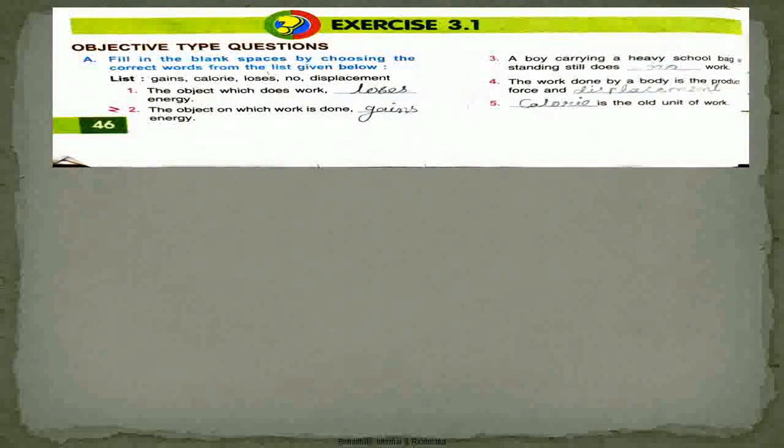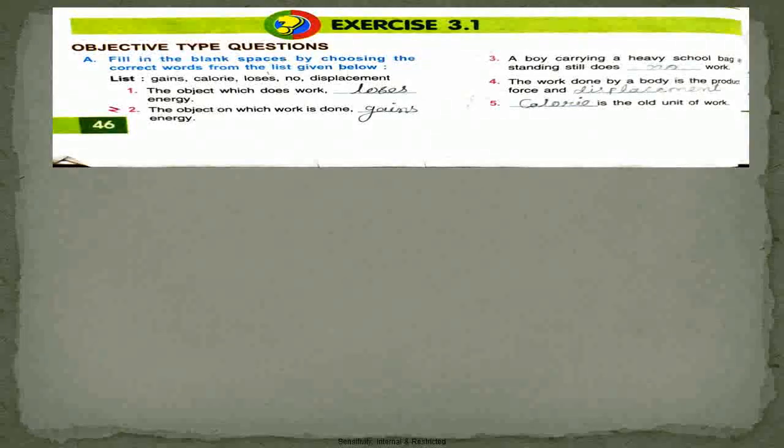Third one, a boy carrying a heavy school bag and standing still. Standing still, that means he is not changing his place. Standing still does no work, because we can say that work is done when force is applied and displacement should be there. Here force is applied by the bag, but the boy is not moving, or the boy is not changing his place, so no work is done. So the answer will be no.